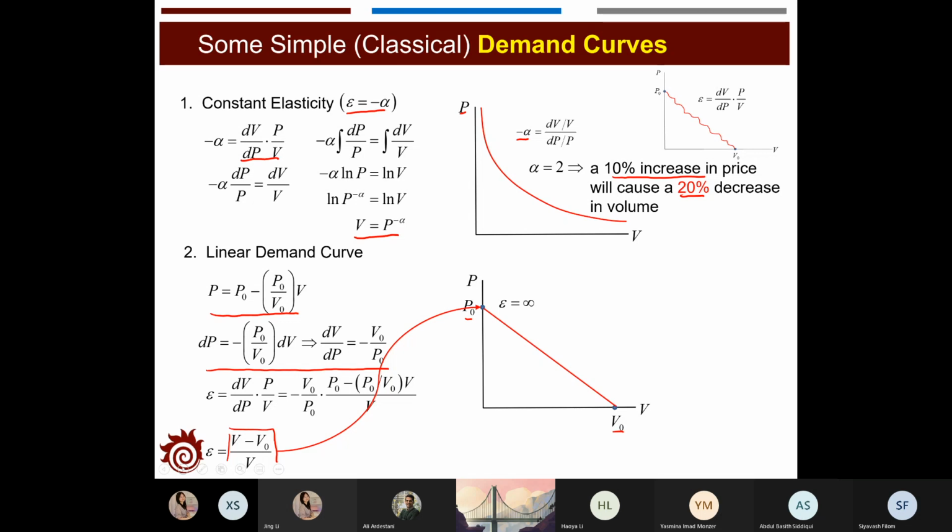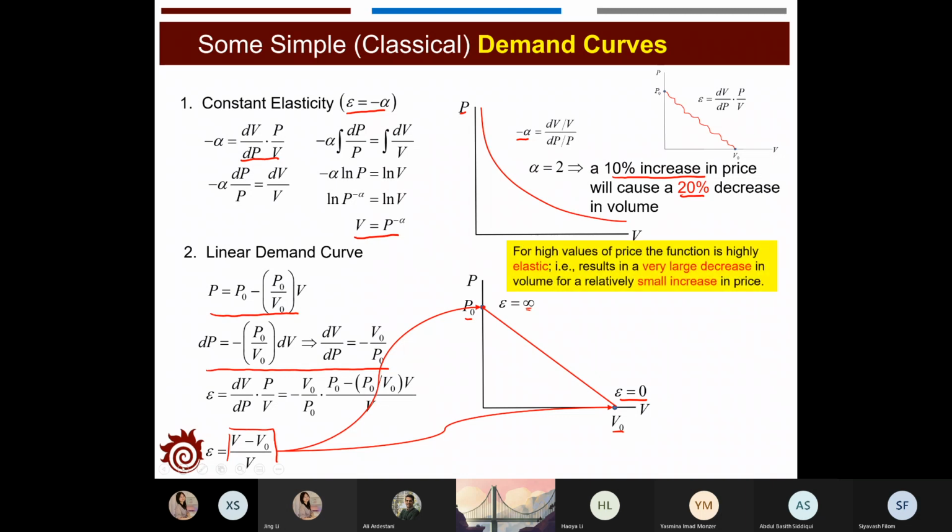And with that, you can see that if V equals 0, which would be the first point, the point on the left, the elasticity would be infinite. But if you check the point at V0, which means that P equals 0, then you get the value epsilon equal to 0. So this is the elasticity at the right end of the demand curve. And those are the features of the elasticity of the linear demand curve.